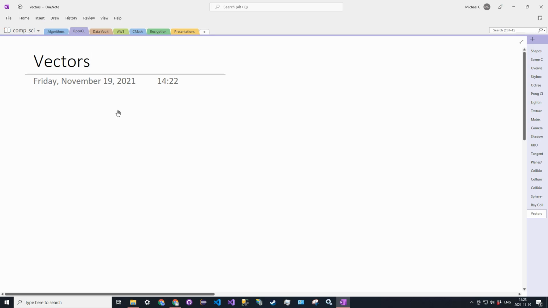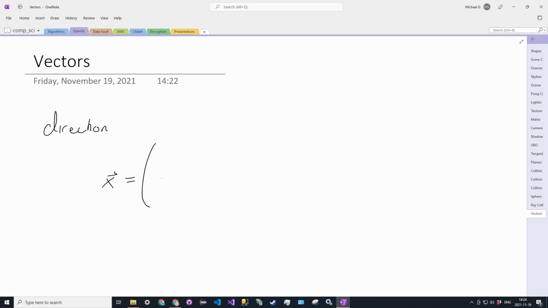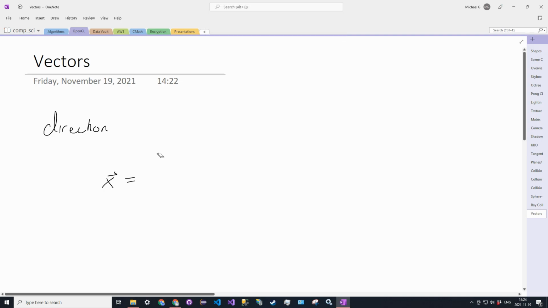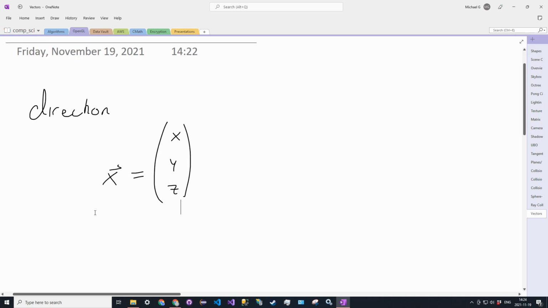Today we're going to start with vectors, and the simplest way that we can describe vectors is direction. They have some sort of direction, and that's pretty much all they are. You represent a vector x as a set of numbers, and you can have some number of dimensions; that depends on what space you're operating in. For 3D, for example, we will have three numbers, so for x, it will be x, y, and z. You can think of this as just the direction in the x, y, z volume.